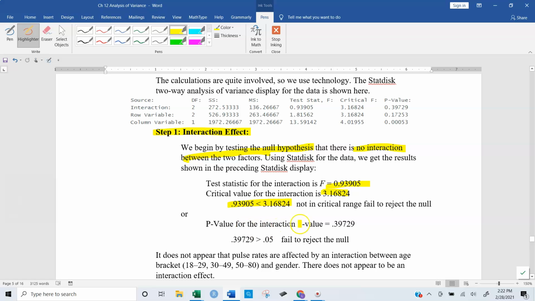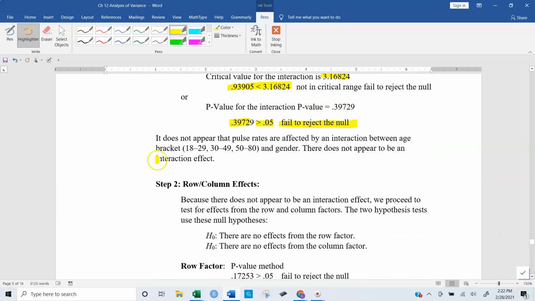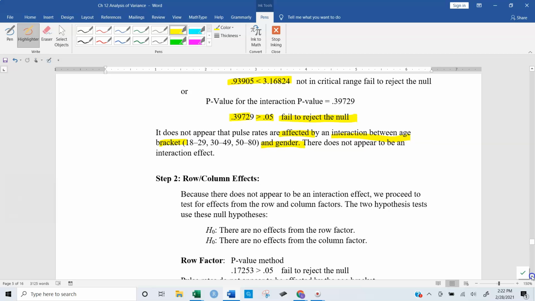You can also look at the p-value, which is the same result. 0.39 is greater than 0.05. Again, we fail to reject the null. So there's no interaction. We can continue. If there is interaction, we are done. Okay, so what this means is it does not appear that the pulse rates are affected by interaction between age and gender. All right, so that's good. So the pulse rates are not affected by those two together.